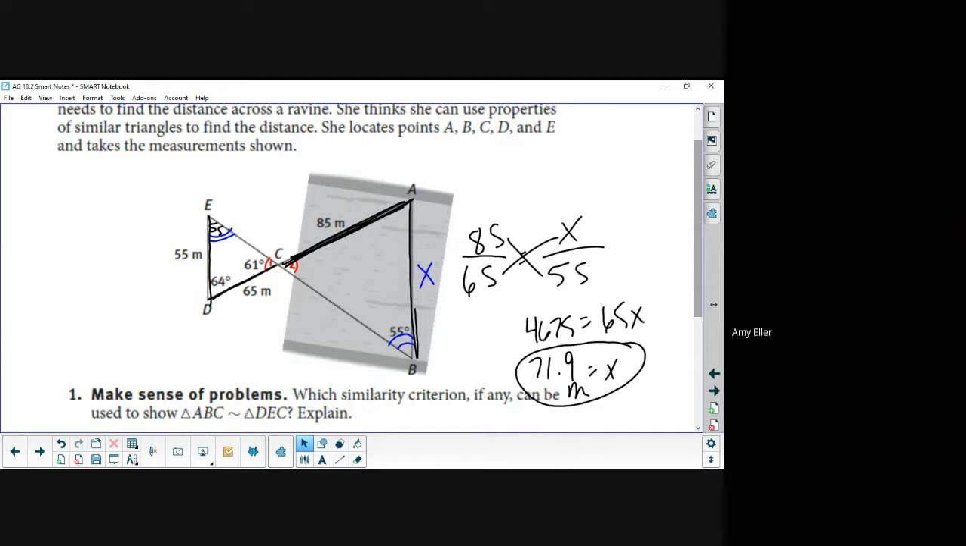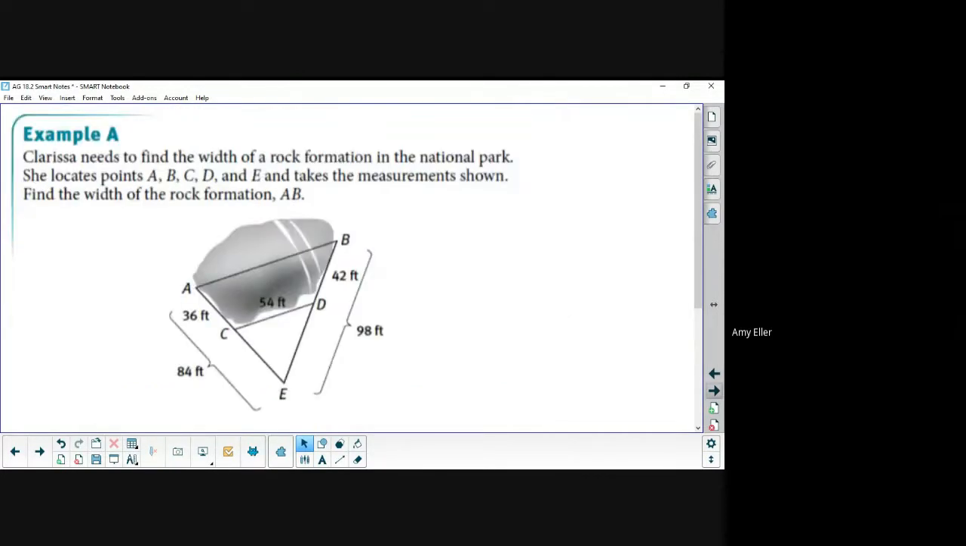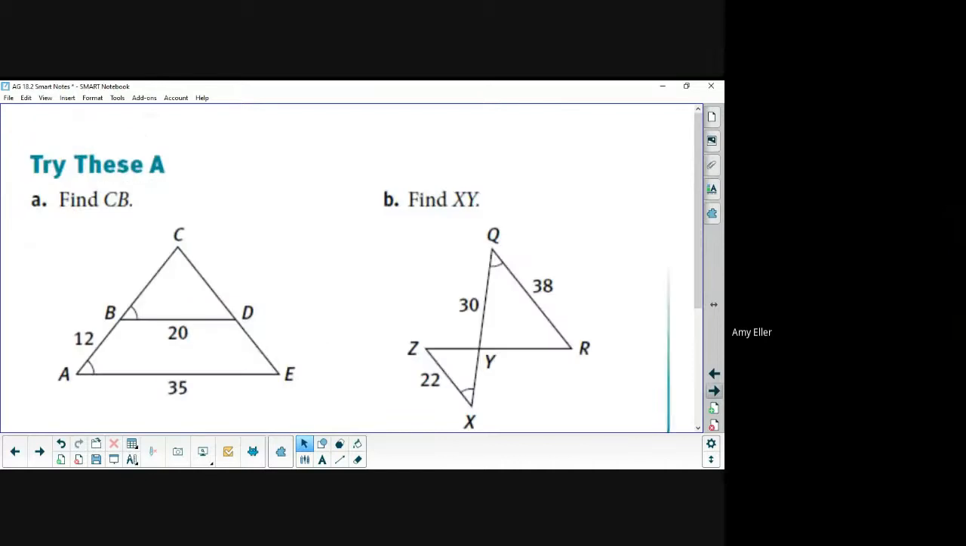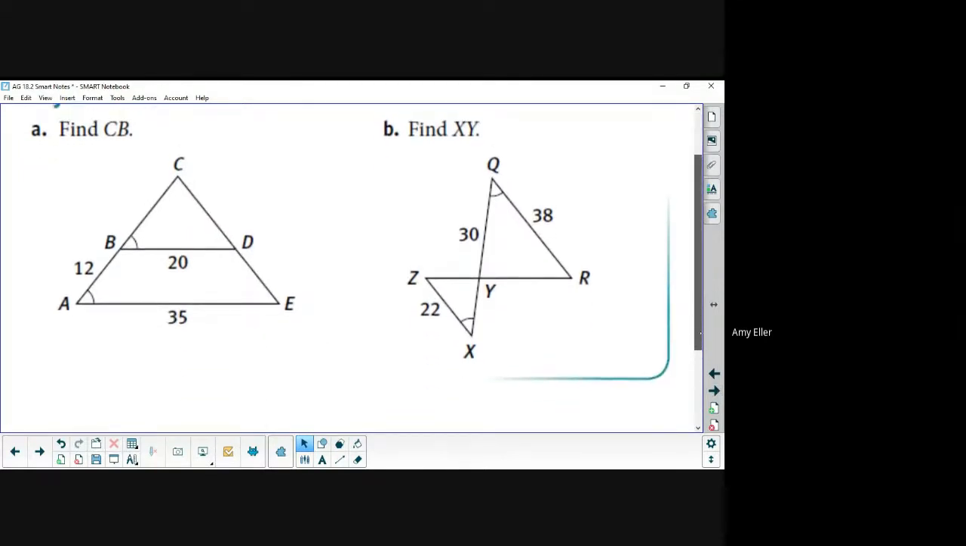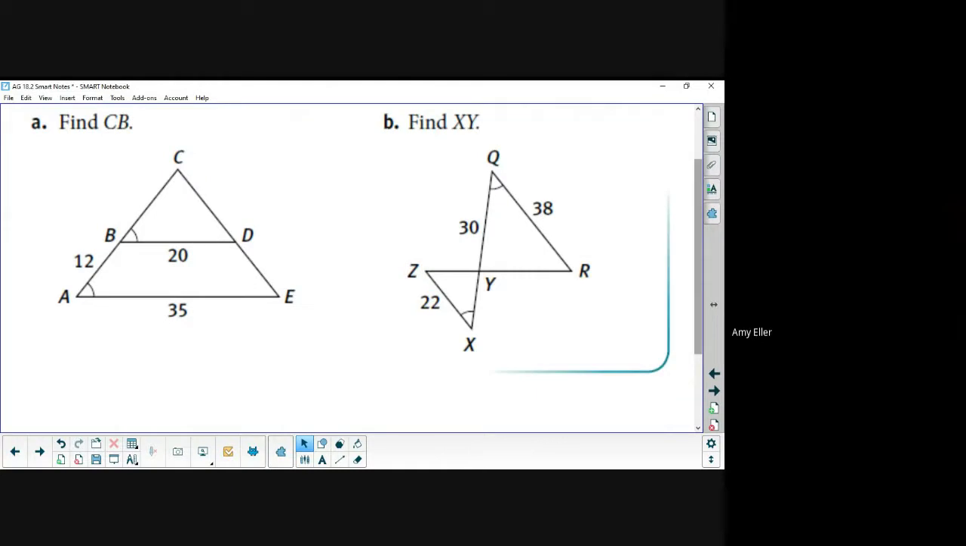On page 263, you see an example completely done for you. We're not going to spend time doing that. If you want another one to look back at, look there. We're going to do the next page, example A. Turn the page, 264, the very top. It says to find CB. I'm going to put an X there for CB.